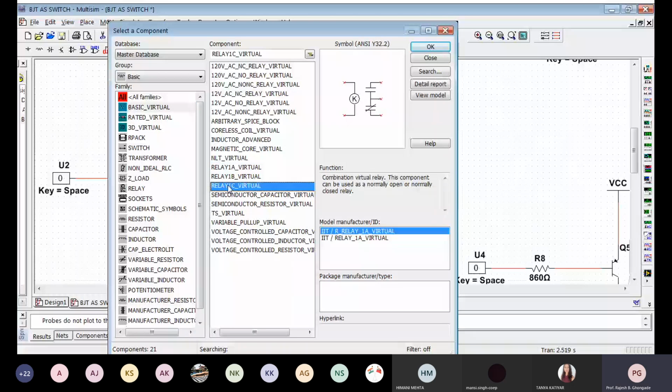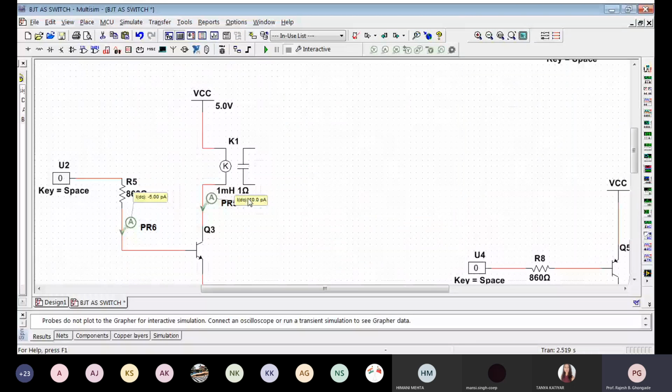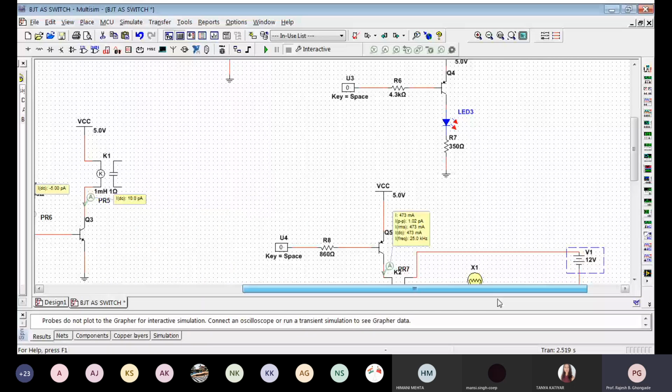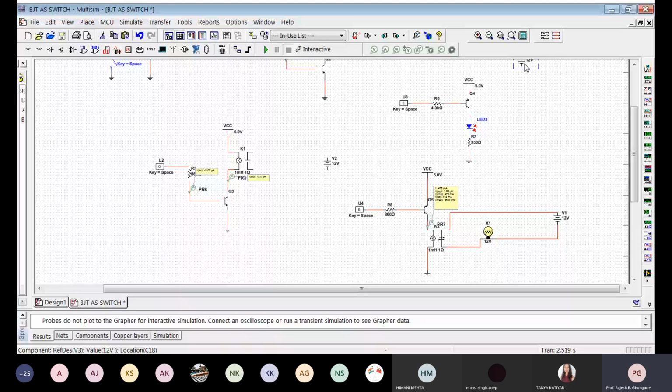We'll use here normally open, so that when the transistor is switched on, we will make sure that the relay gets energized. Okay, so here is that relay. I will simply connect something at the output. For example, I will connect the DC source here, a lamp. Now look at how the connection is made.